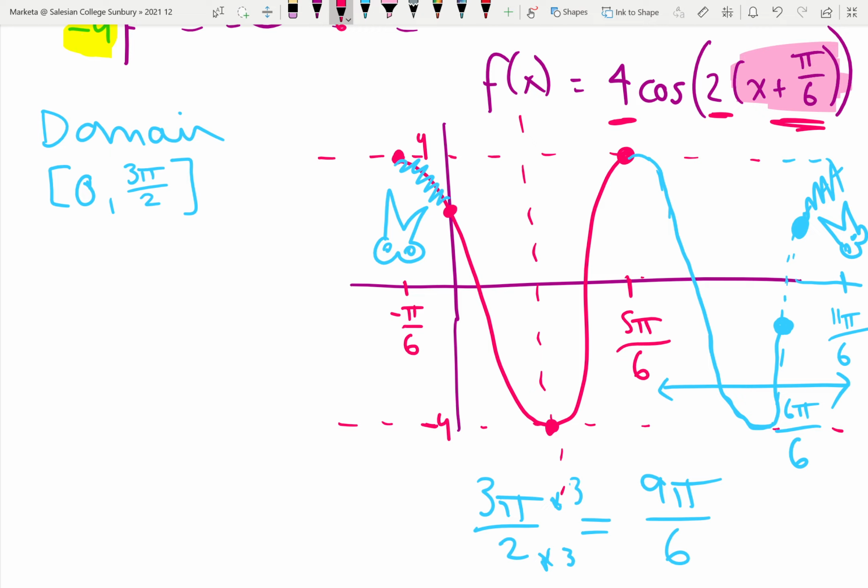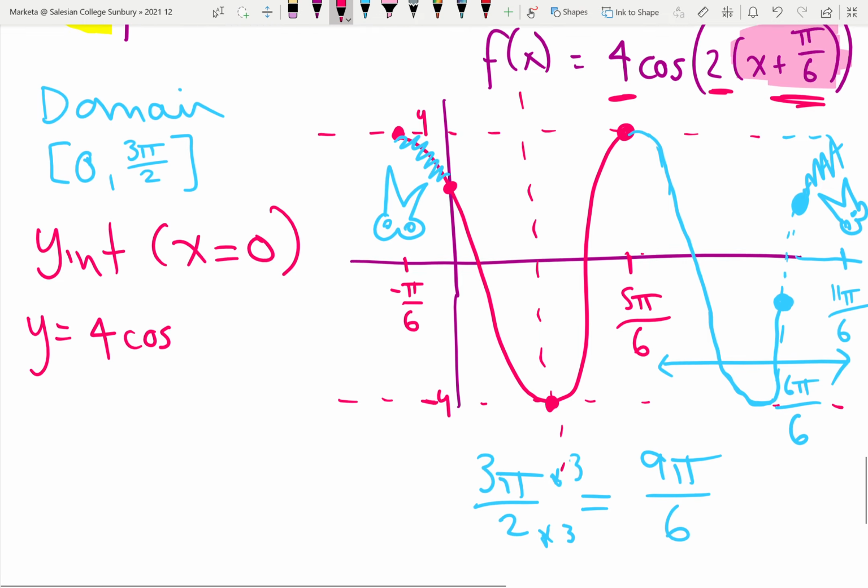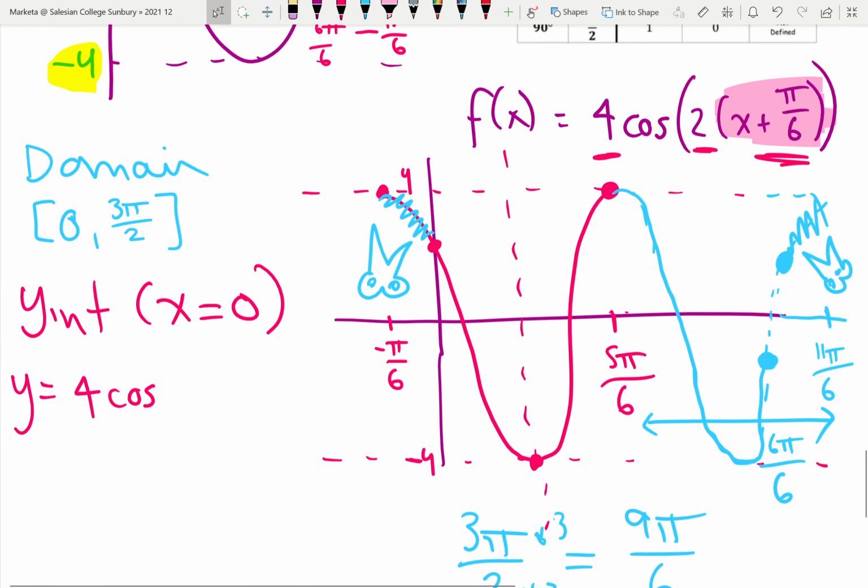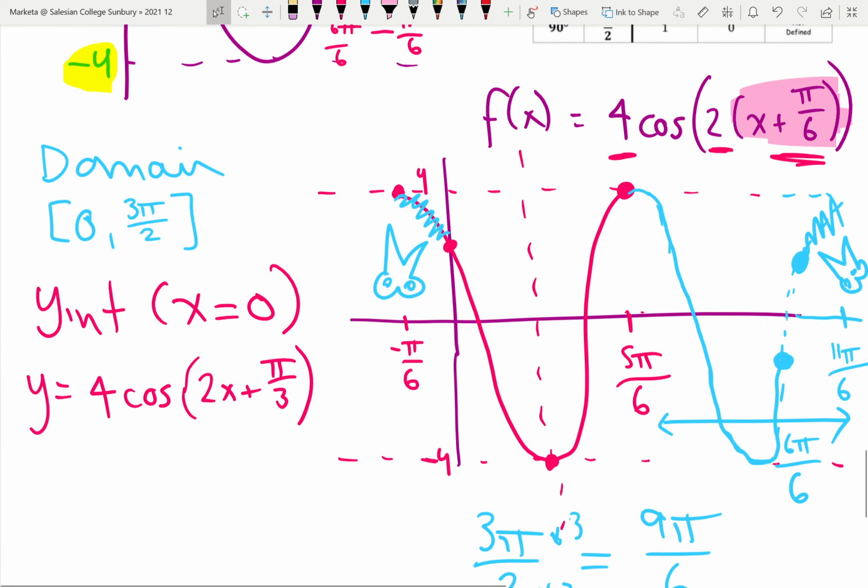So let's go. Let's find the y-intercept. That's when x equals 0. So our equation, y equals 4 cos(2x plus pi on 3). Oops. So you can do it as 2 open brackets x plus pi on 6 closed brackets if you prefer. It really doesn't matter. And we're subbing in 0, so I'll just do that. So that means I'm going to get y equals 4 cos pi on 3.